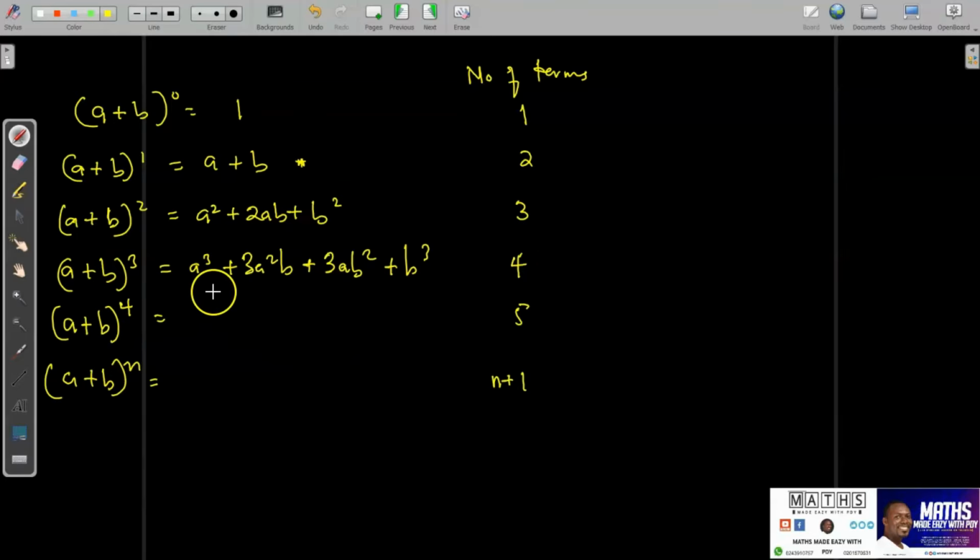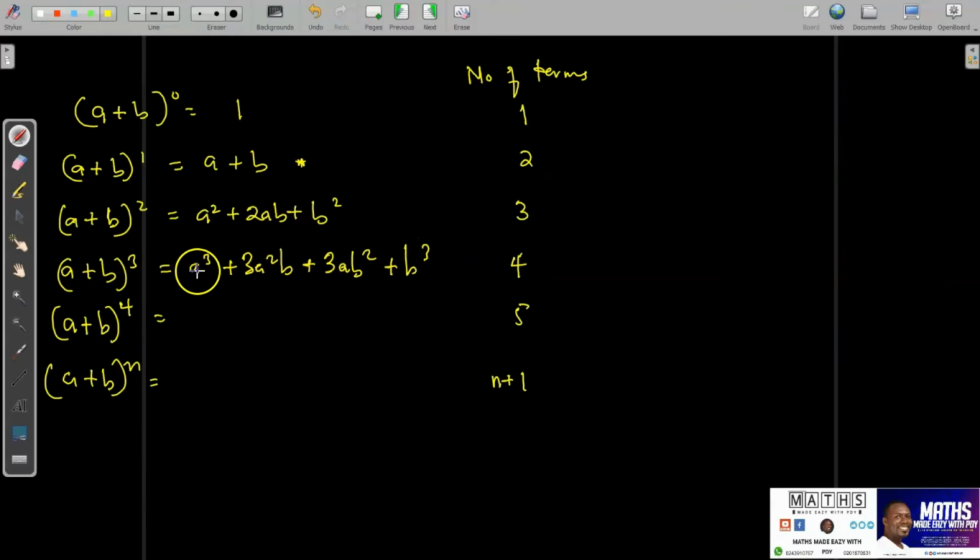Then the last observation, because from whatever we've analyzed together, you are going to use that same idea to tell me the terms. Let's forget about the coefficient, but you are going to tell me the terms for the expansion of (a plus b) to the power 4. You will be telling me. So follow what I'm doing carefully. Now, we said over here it is a cubed b to the power 0, a squared b to the power 1, a b to the power 2, then a to the power 0, b cubed.